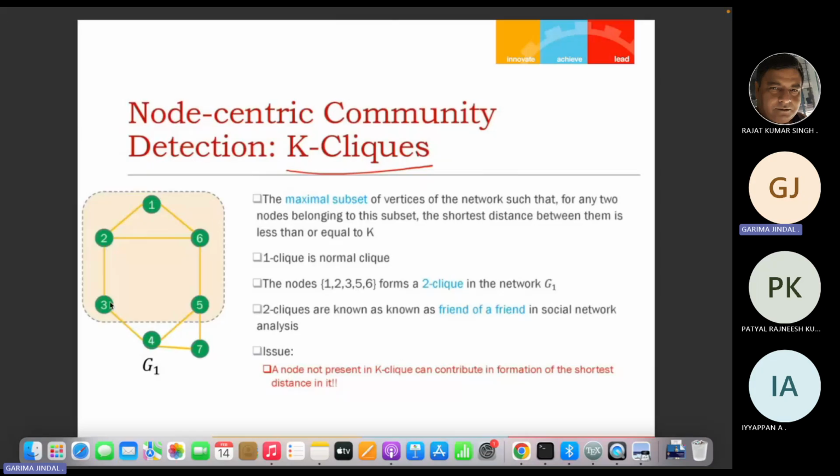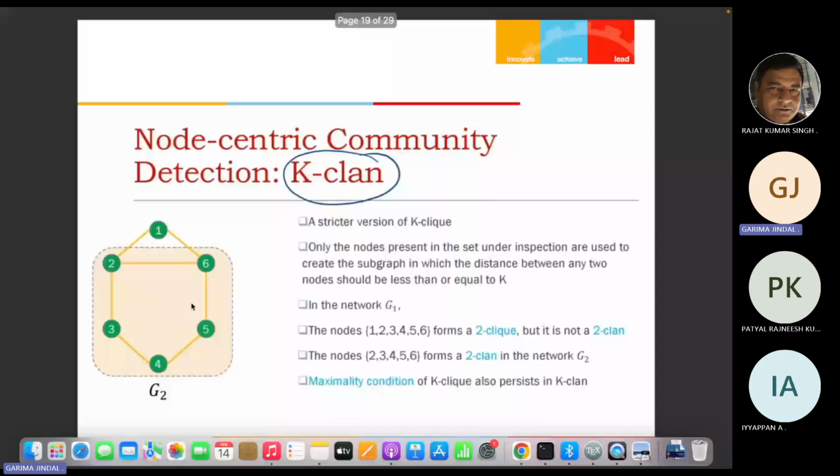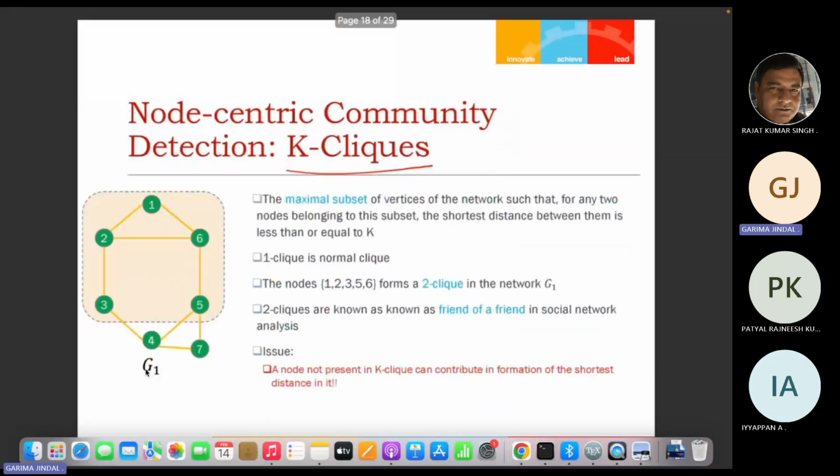In a k-clique, for example, in this particular subgraph, if I want to go from 3 to 5, I can use 4. 3, 4, 5. So the distance between 3 and 5 becomes 2. But in the k-clan definition, we cannot consider that particular node. So this particular subgraph is a k-clique, but it is not a k-clan, not a 2-clan.